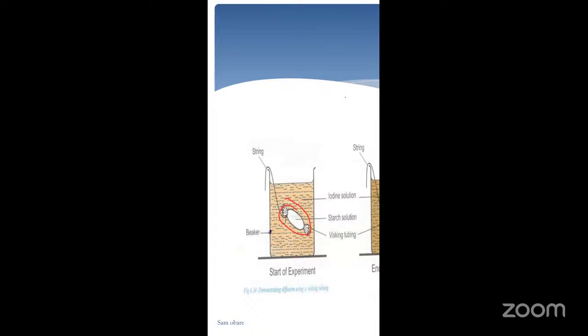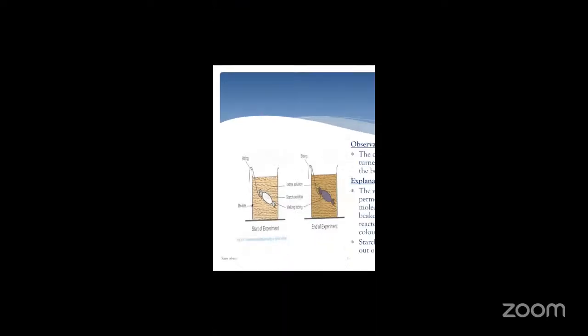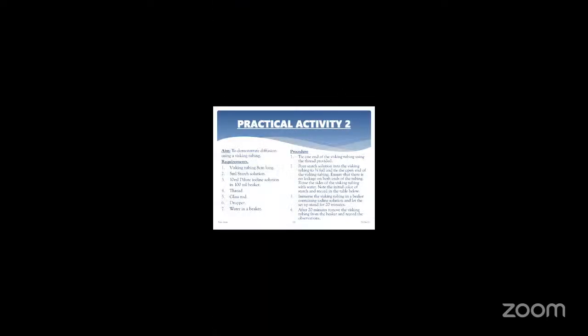So basically ni karatasi imetengenezwa kwa lab ambayo you can put materials inside and tie on one side, alafu you tie the other side. So whatever is inside can easily move in and out because the whisking tubing is semi-permeable. It functions just like a cell membrane would. So we can demonstrate diffusion using a whisking tubing. So what will we require? We will require whisking tubing, which is 8 centimeter long. We will also require 5 ml starch solution.